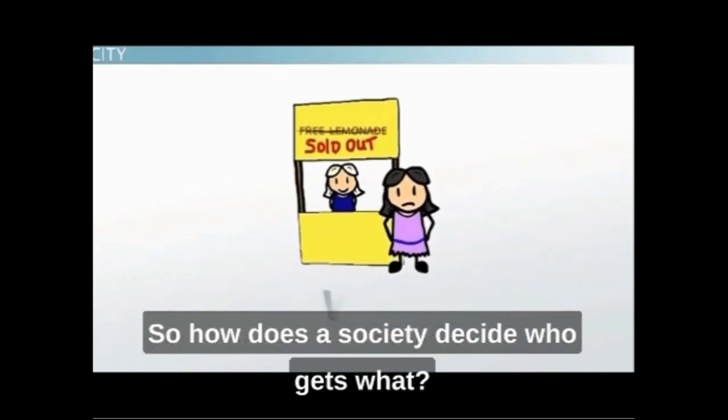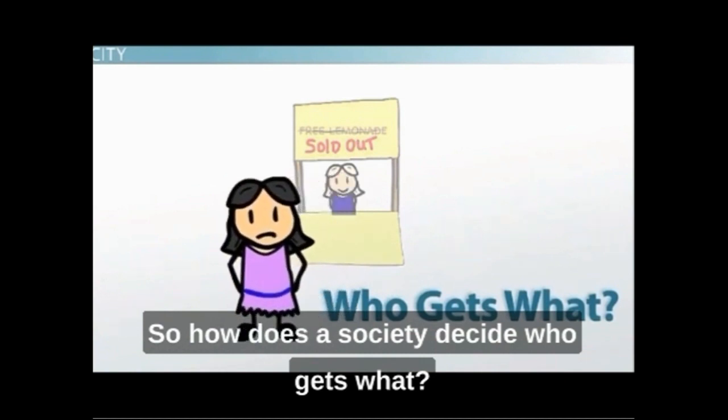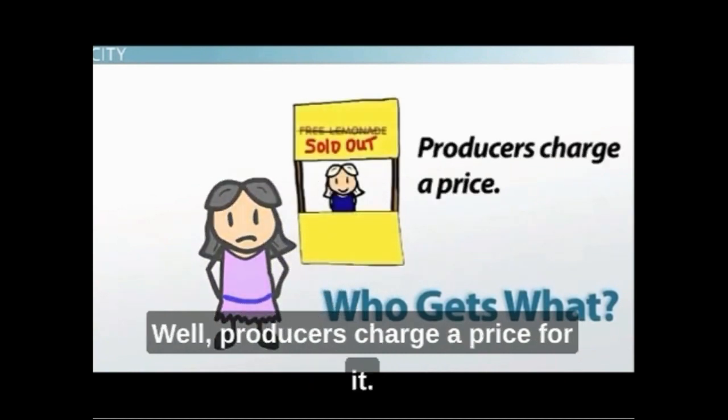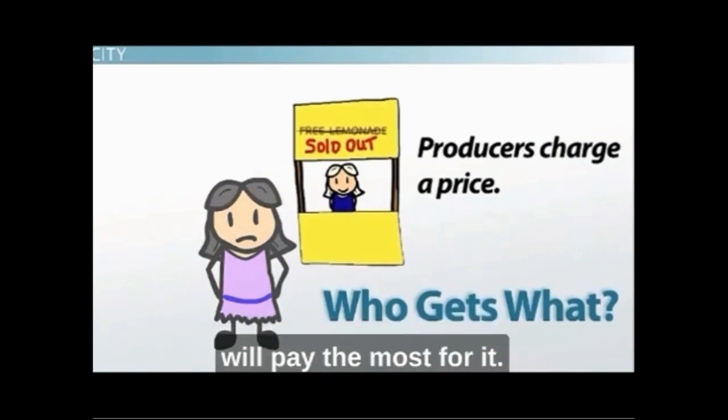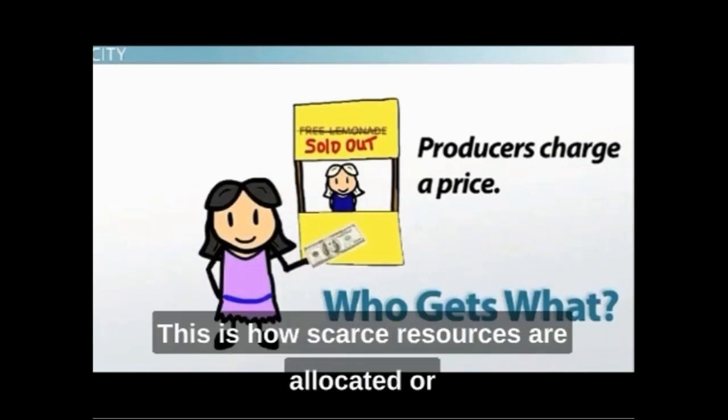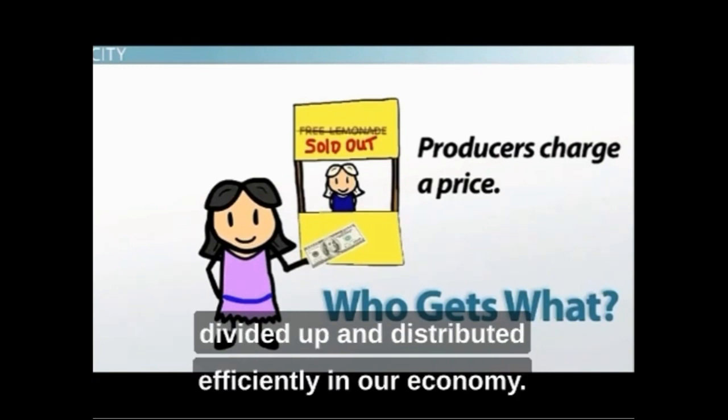So how does a society decide who gets what? Well, producers charge a price for it. That way, whoever values it the most will pay the most for it. This is how scarce resources are allocated, or divided up and distributed efficiently in our economy.